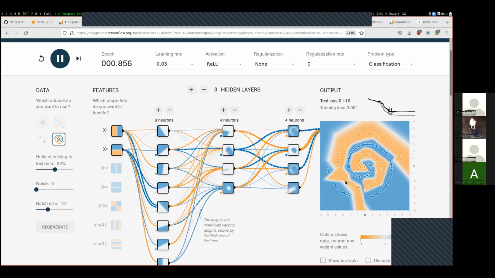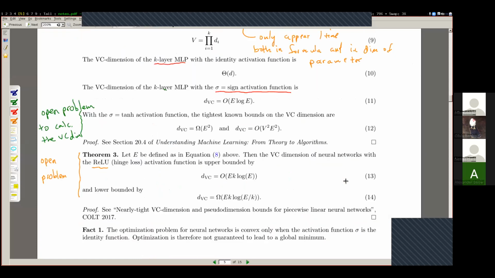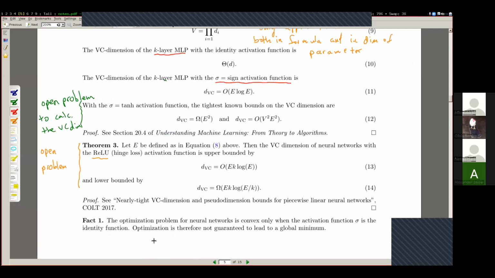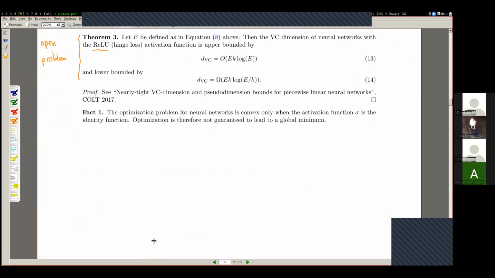Yeah, so let's come back over to the notes a little bit. Somewhere, here's this fact right here. The optimization problem of neural networks is convex only when the activation function is the identity function. If you do plug in the identity as the activation function, you get the exact same thing as logistic regression. But what people actually use in practice is always the ReLU function. But anything else besides the identity is also non-convex.